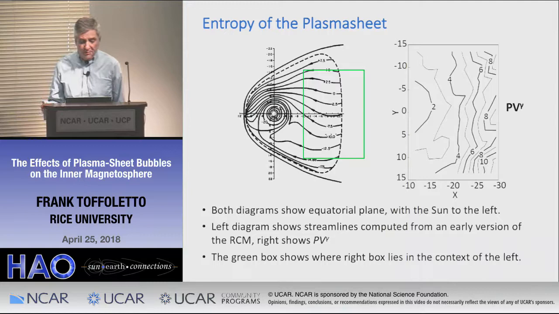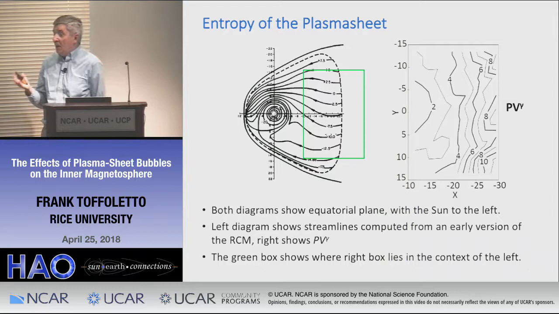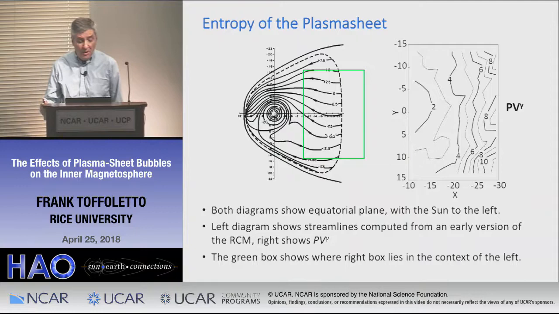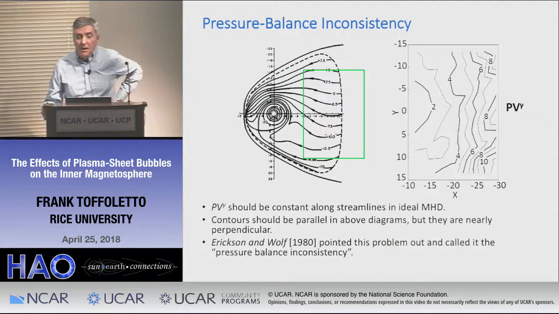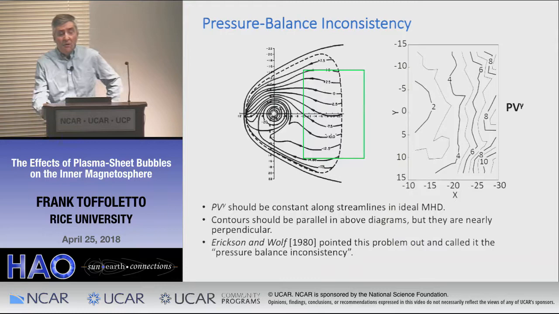And this apparent contradiction between the empirical and the theoretical view was discovered back in the 1980s by Erickson and Wolf, and was coined back then the so-called pressure balance inconsistency. So basically what I'm trying to say is that this line here and this line here are not parallel to each other, and that is a problem. How to resolve that problem is part of what I'm going to be talking about today.